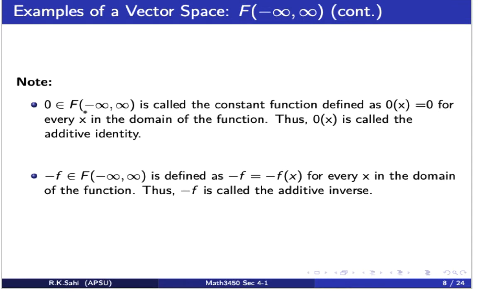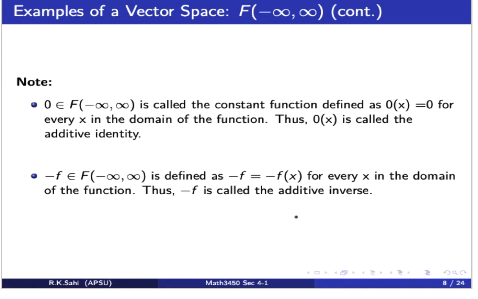The zero vector in the real valued functions is nothing but the constant function which takes every element in the domain to the zero element. So thus 0 of x is called the additive identity. What is minus f in the vector space of functions from minus infinity to infinity? You basically multiply the whole function by a negative number. That is, minus f is minus f of x for every x in the domain of the function. This minus f is called the additive inverse.